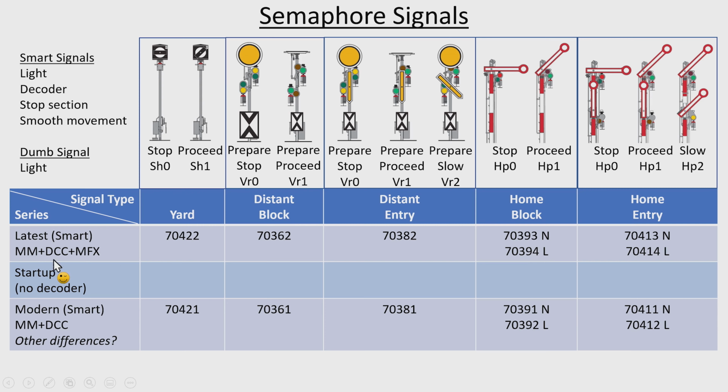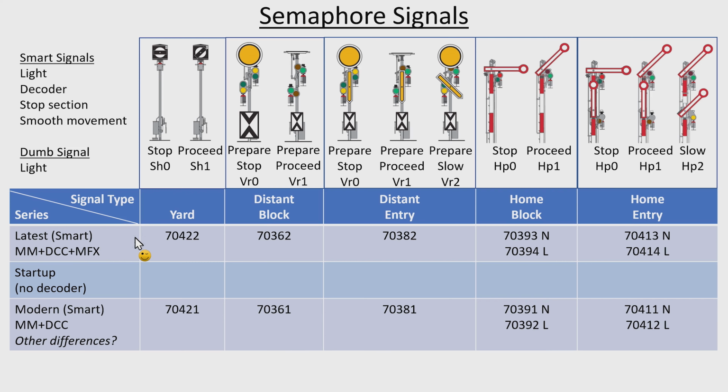If we notice in the startup series, there's actually no semaphore signals at all. For the more modern ones, so again, the big difference between the latest series and the modern series of the semaphore signals is basically the protocol supported, so the latest support MFX. As I understand it, there are no other differences. However, do double check before you buy some of these. The latest or the modern version and the latest version are both still produced by Märklin, and you can find them around. And as I also understand it, they both have the smooth movement, right?